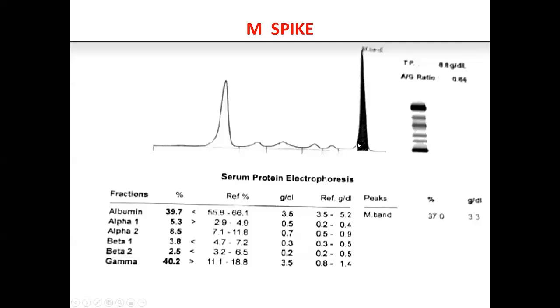Now what is the nature of this? Usually in 80 to 90% of the cases, it is IgG type. Few cases are IgA, still fewer cases are IgD. Rare cases are IgM, and then we have to differentiate that from Waldenstrom macroglobulinemia. So this is the M spike.